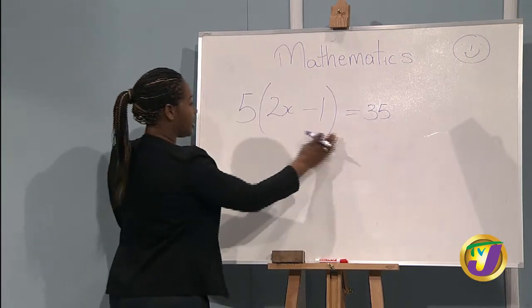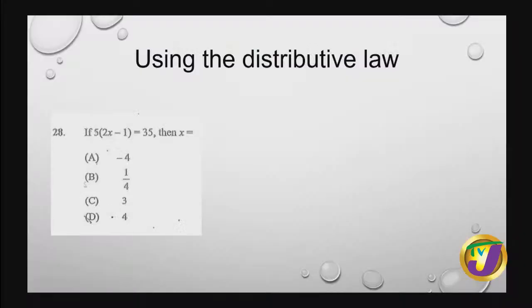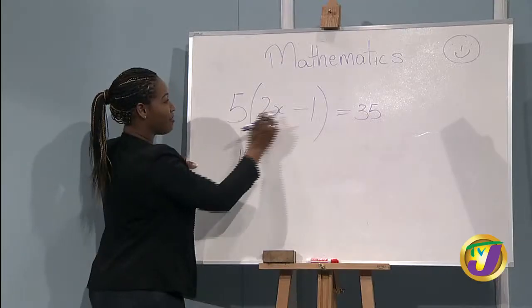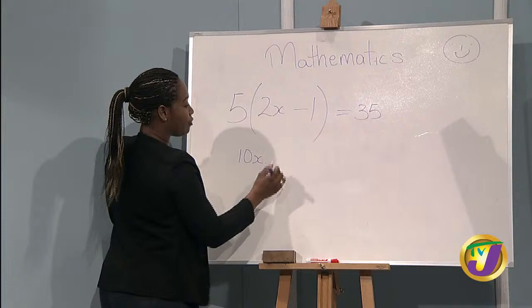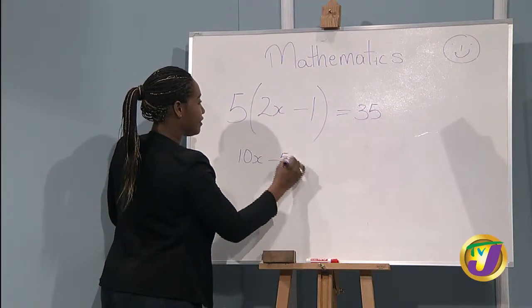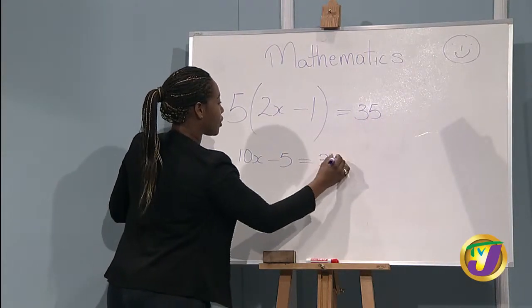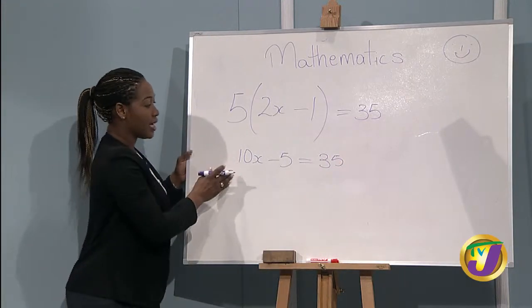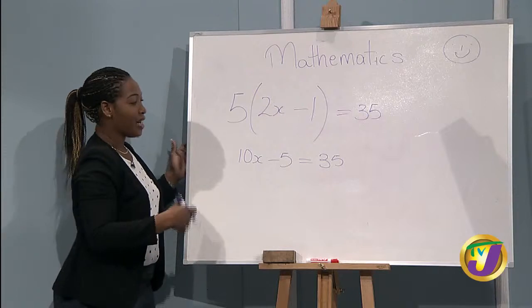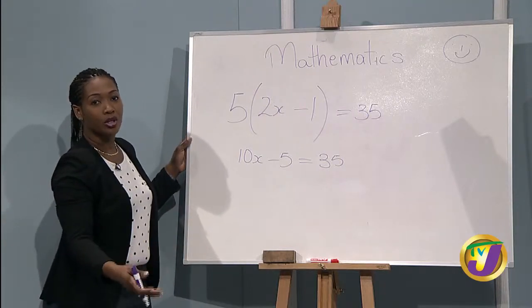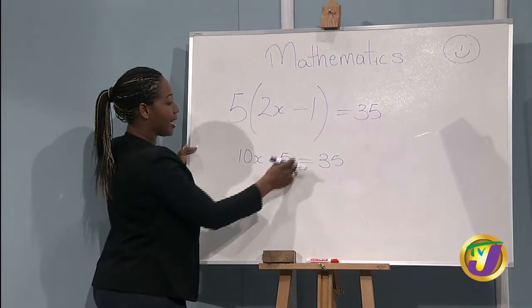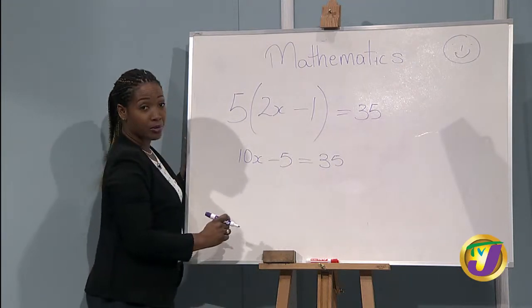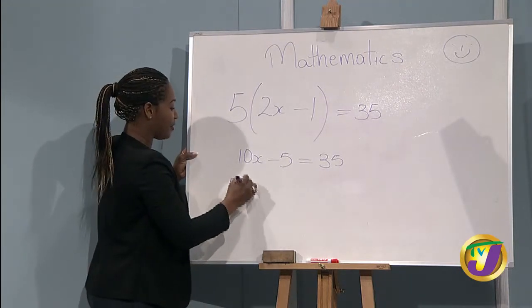So we know that we can distribute 5 through the two terms that are there. 5 multiplied by 2x gives us 10x. 5 multiplied by negative 1 will give us negative 5, equal to 35. Whenever we're working with algebra, the key is to find the unknown, and we're going to undo what was done to the variable. So the last thing that was done, 5 was subtracted. We're going to add back that 5.